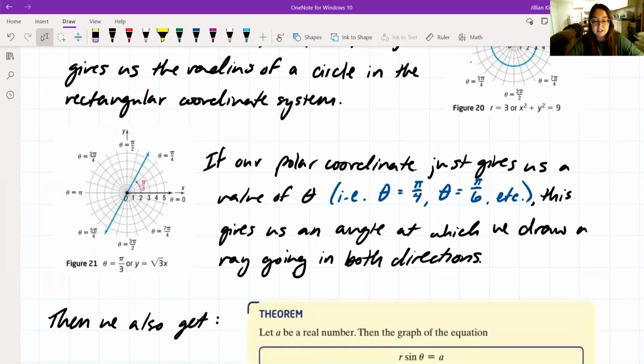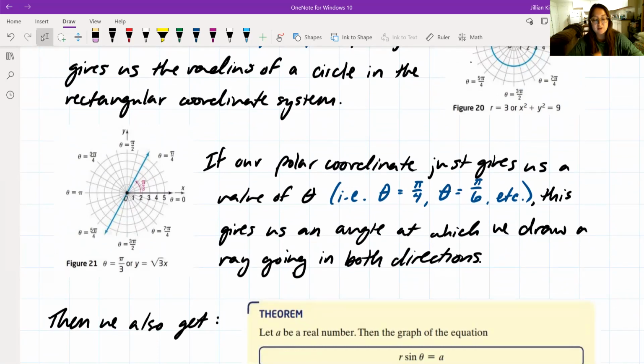If our polar coordinate just gives us a value of theta, so no values of r in this case, just theta, where if we just state, graph the polar coordinate where theta is equal to pi over 4, pi over 6, etc. This gives us an angle at which we draw a ray going in both directions. So if you're just given a value of theta, that's just going to end up being a line. If you're just given a value of r, that's going to end up being the radius of a circle. So we have those differences there.